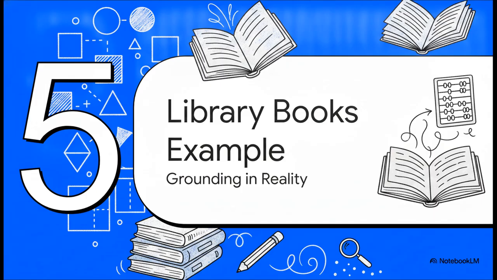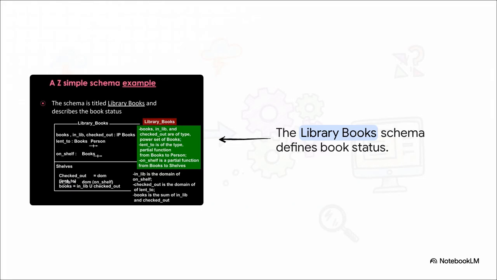Section 5. The library books example. Grounding the math in reality. Now, if all this sounds a little too abstract, let's ground it in reality. What's really fascinating here is how Z maps pure math to physical actions, like shelving a book. Looking at this library book schema, we're defining the complete state space for the status of books in a theoretical library. Let's break this down half by half.